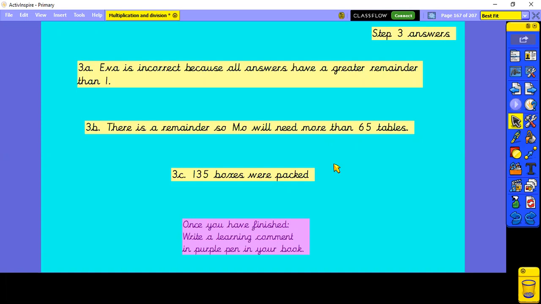Once you've finished doing all your marking, could you please write a learning comment in a different coloured pen in your book, as this really helps me to know how you felt about the lesson and the new concept. So pause the video and write a learning comment in your book, please.